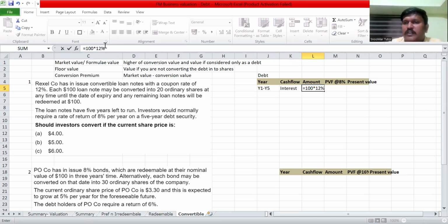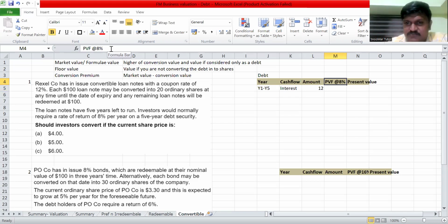Are we using the coupon rate or are we using 8% over here? Think about what would be the normal thing. I already mentioned before that whatever the cash flow, the amount will be calculated based on the coupon rate. The coupon rate for the convertible loan note is 12%, so your interest is 12% of 100, which is 12, and you will be calculating the present value at the required rate of return of the straight debt, that is a 5-year debt security, 8%.